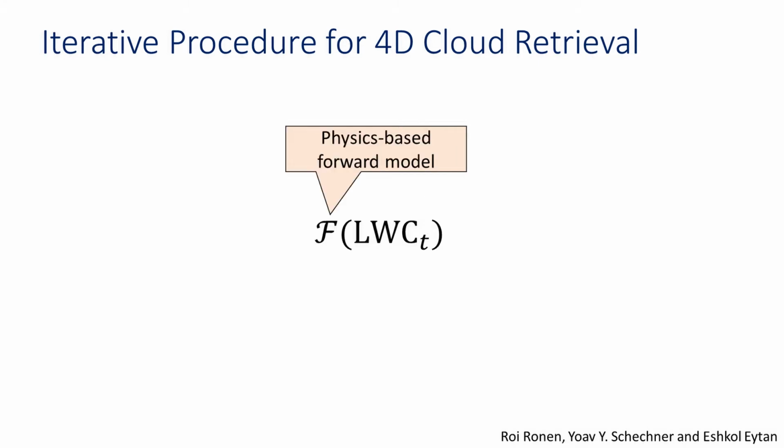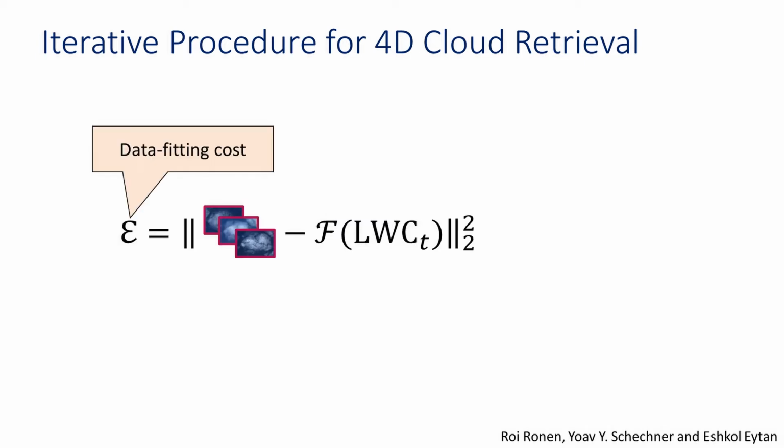Using the estimated cloud liquid water content at time t in a forward physics-based renderer yields synthetic model images. A data feeding cost compares these images to the ground truth image data. Then, the cost function gradient can be calculated.